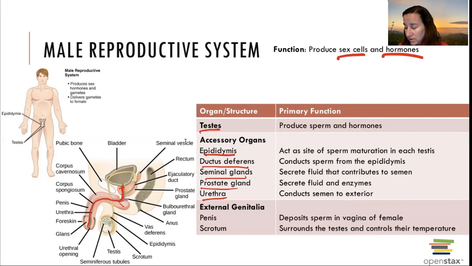So external genitalia is going to include the penis, and then the scrotum that is going to house the testes. The testes have to be outside of the body on the males because it helps with lower body temperature. That cooler temperature helps produce healthier sperm.